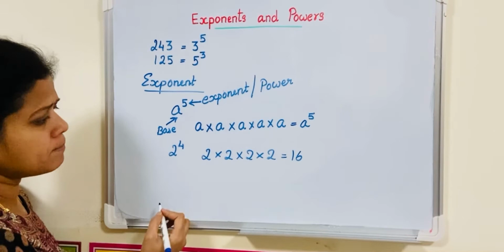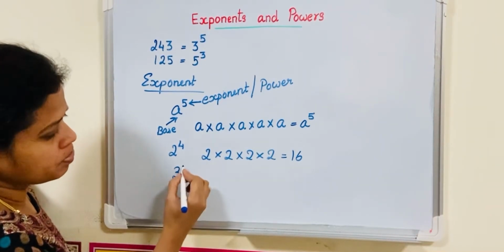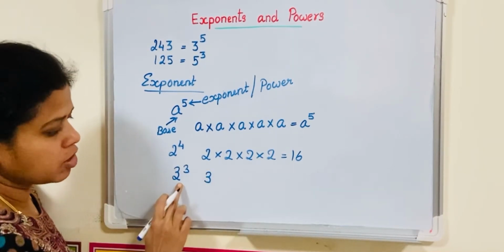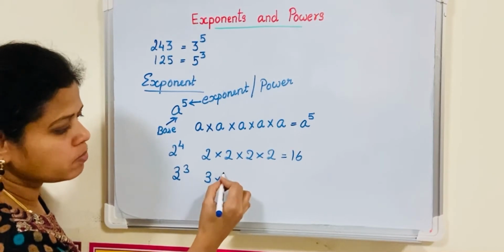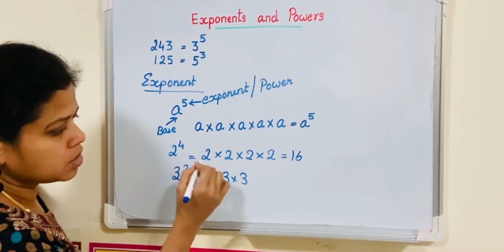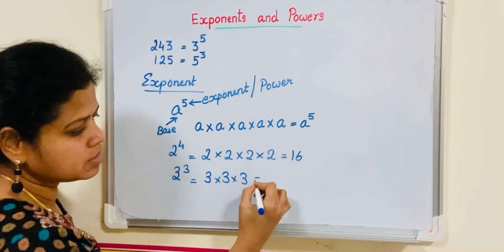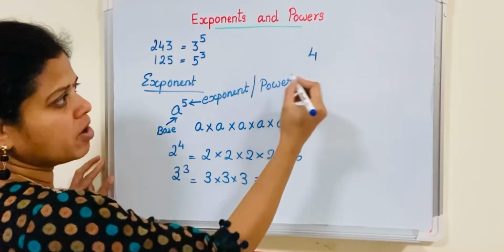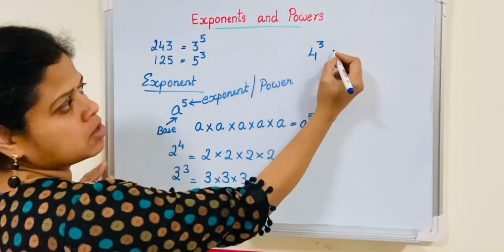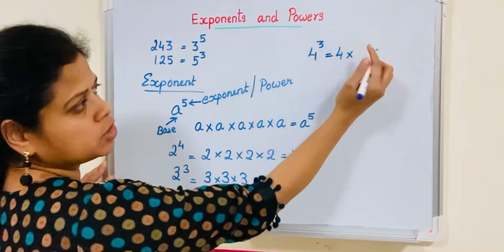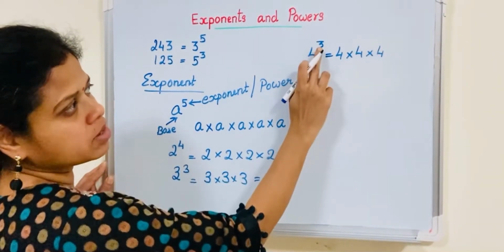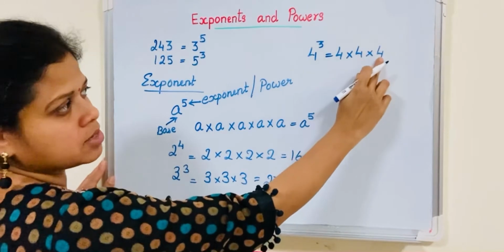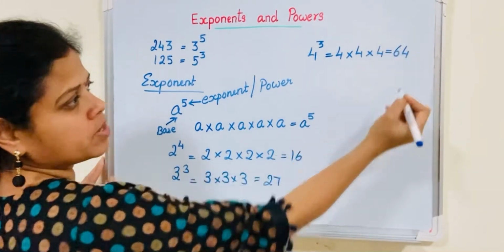Let's take another example. 3 power 3 means that the base 3 has to be multiplied 3 times: 3 into 3 into 3, which is equal to 3 into 3, 9. 9 3s are 27. And let's take one more example. If it is 4 power 3, then the base 4 has to be multiplied 4 into 4 into 4, because here the exponent is 3. So 4 multiplied by 4 is 16. 16 multiplied by 4 is 64.